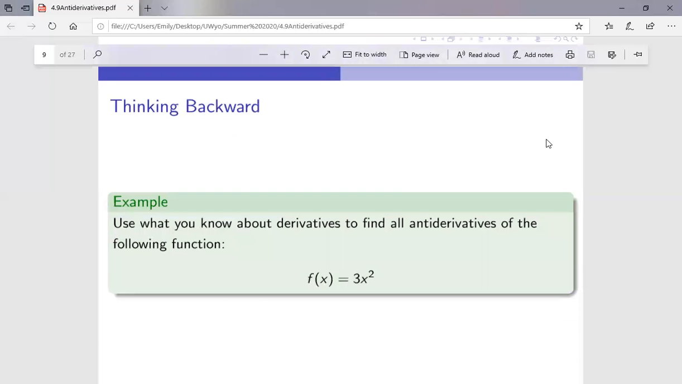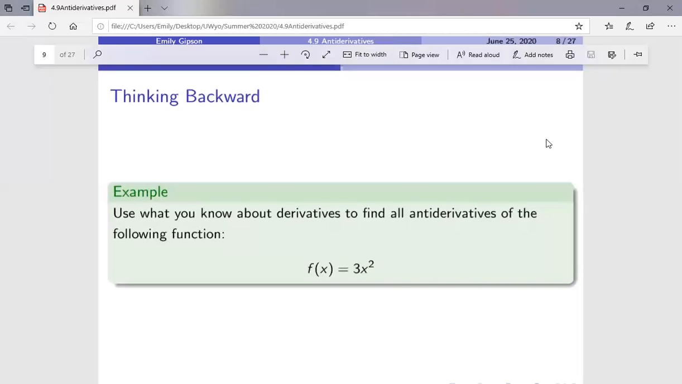So let's use what we know about derivatives to find all the antiderivatives of the following function: lowercase f of x equals 3x squared. Go ahead and think backwards. You've got a little bit of a hint, and we know that we want to go the opposite direction from differentiation. So we know that x squared should probably turn into x cubed. But what do we do about the constant?